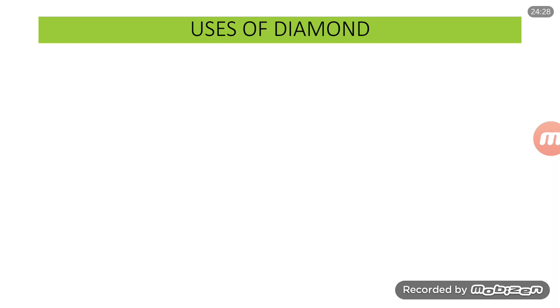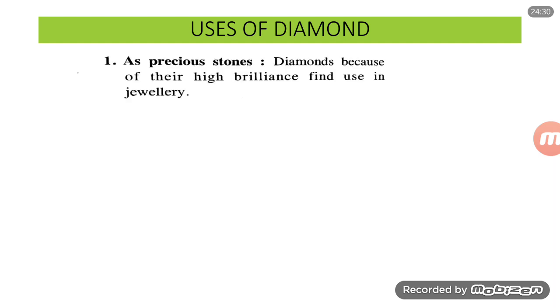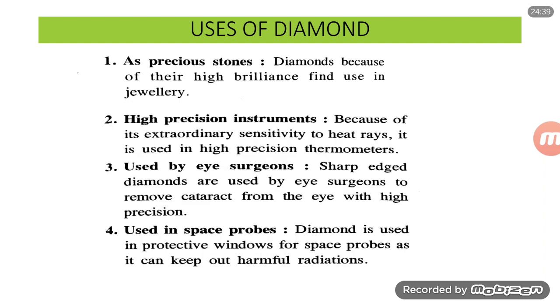What are the uses of diamond then? It's very easy. Diamonds are used as precious stones in the form of what? Jewelry, since it has a high shining property. Number 2, high precision instruments. Because of its extraordinary sensitivity to heat rays, isn't it? It can be used in high precision thermometers, which means to get the data accurately.